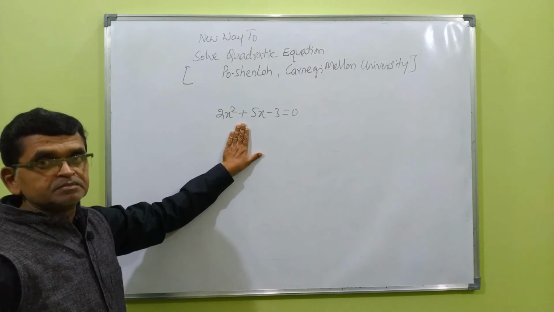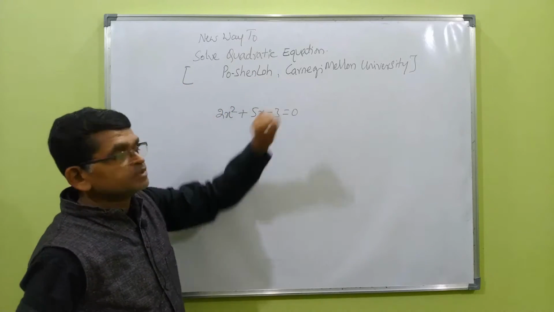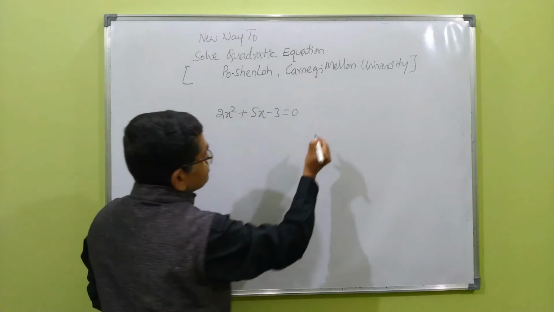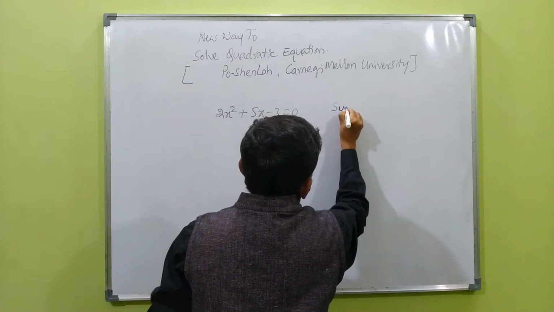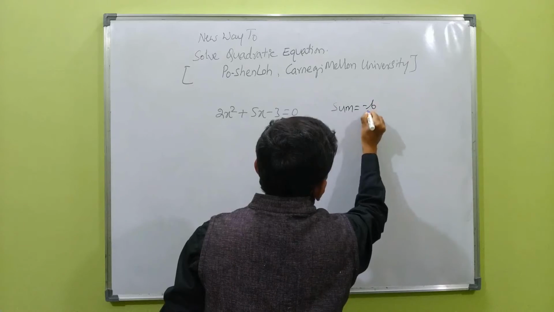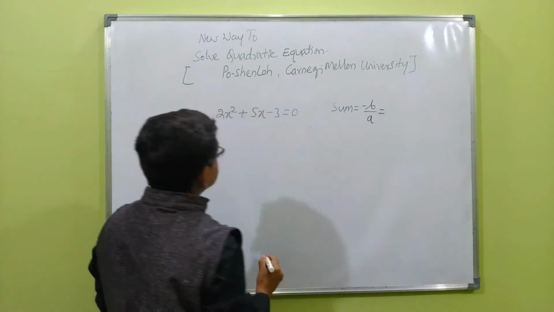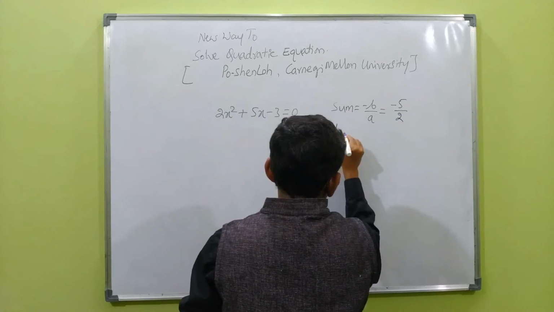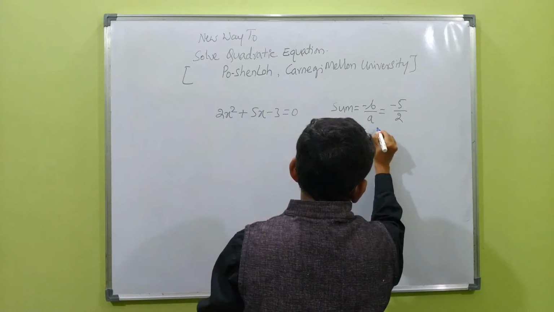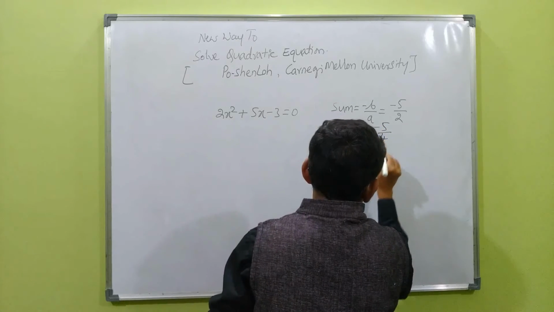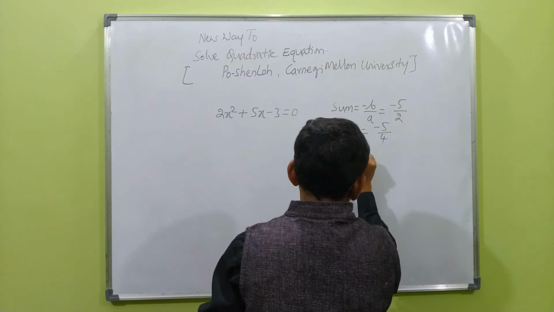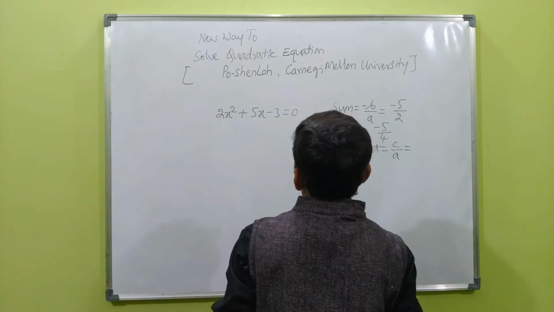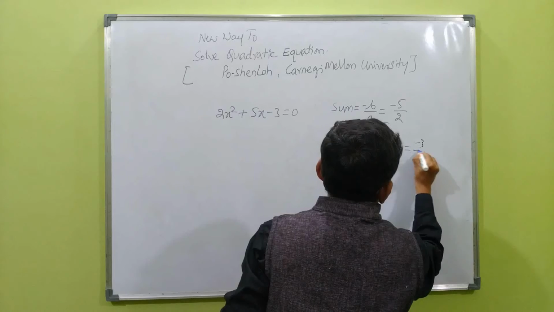So according to him, how to solve this quadratic equation? See, sum you have to find. Sum of the roots is minus b by a. That is minus 5 by 2. You have to take the half. Half is equal to minus 5 by 4. Product is c by a. That is minus 3 by 2.